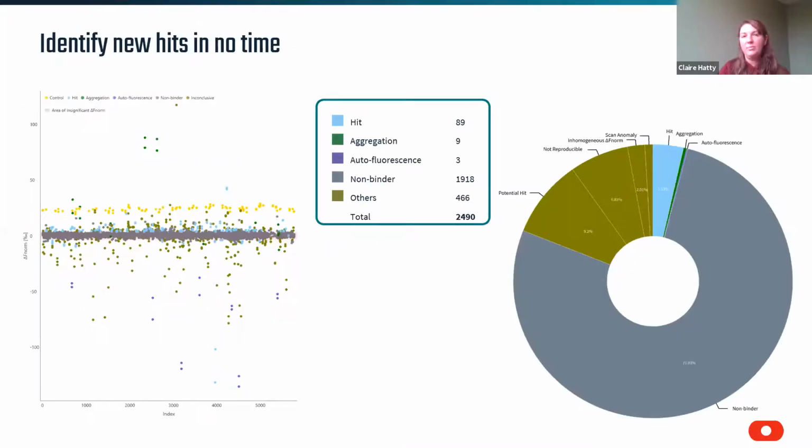So the next step was to do the single dose screen with the 2,490 fragments. Overall, to screen almost 2,500 fragments in duplicate, this took 6.5 hours of measurement time, and all of the ligands were tested at a final concentration of 1 millimolar and a DMSO concentration of 1%.